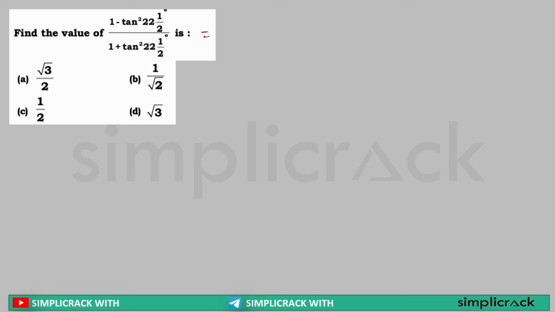Sir, this is what? 1 minus tan square theta by 1 plus tan square theta. That is equal to cos 2 into theta. That is 22 1 by 2 degree. Sir, this is cos 45 degree. The value of cos 45 degree is equal to 1 by root 2. Answer option B. Clear? Yes or no?